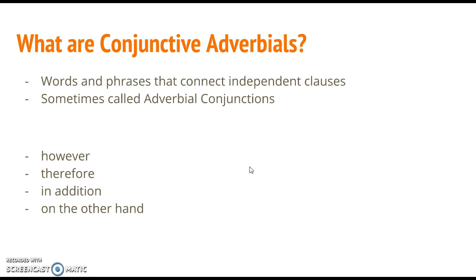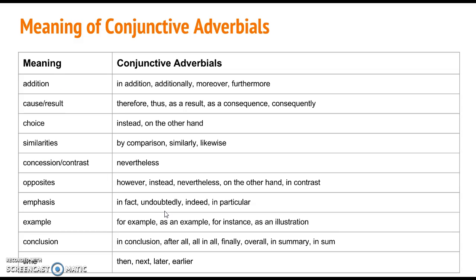What are conjunctive adverbials? They're words and phrases that connect independent clauses. Sometimes they're called adverbial conjunctions. And here are a couple examples. However, therefore, in addition, and on the other hand are just four of the many conjunctive adverbials. Here's a list of some of the conjunctive adverbials with their meanings. You can pause the video and take a look at these to review them.